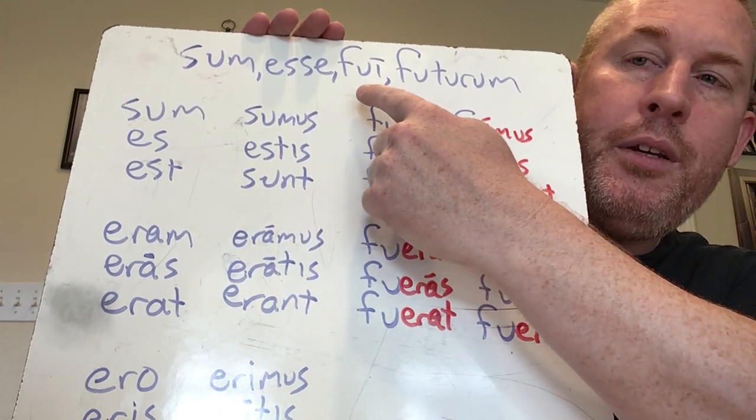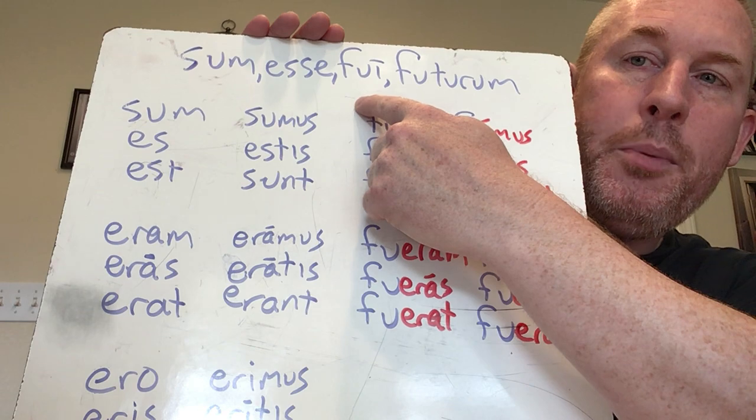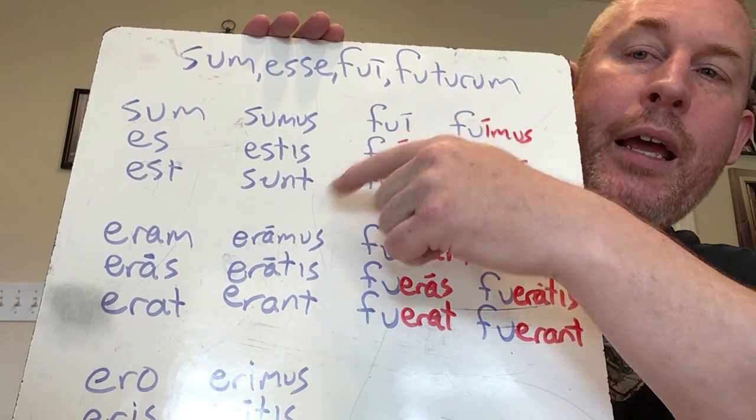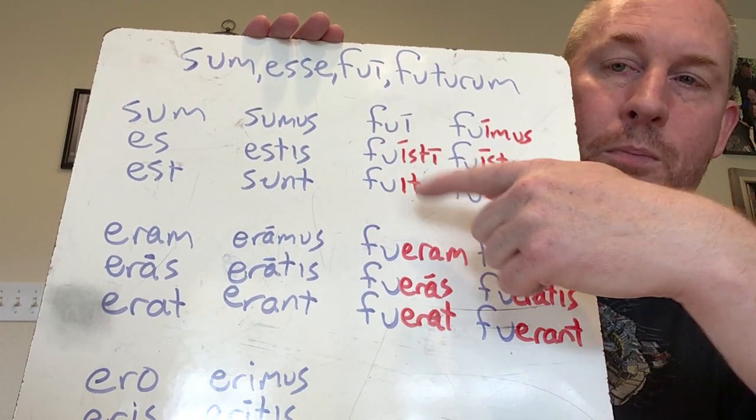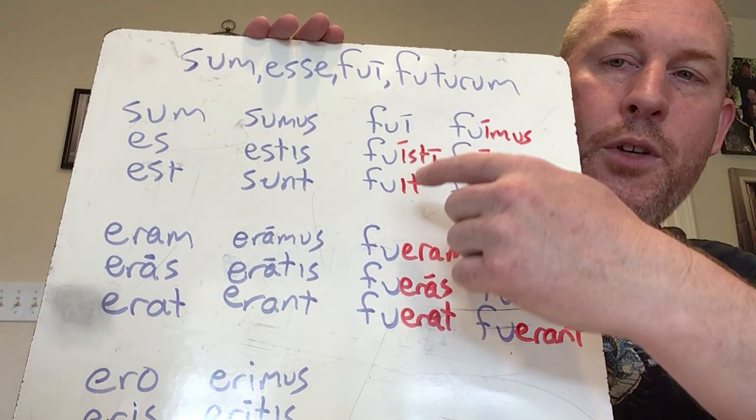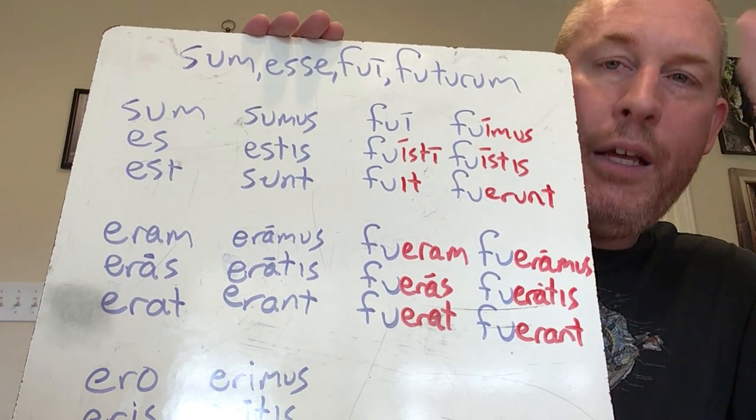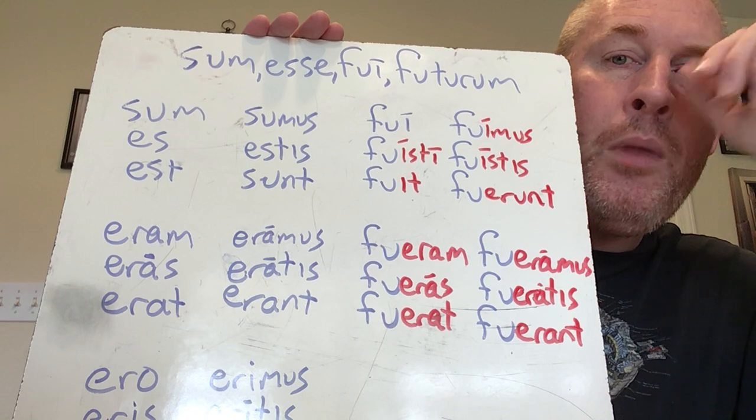So step one, take your third principal part. Step two, knock off the ending, that i. And then your stem is fu, right, all the way down. So fu, fu, fu, fu, fu, fu. It's like I'm in Knives Out.